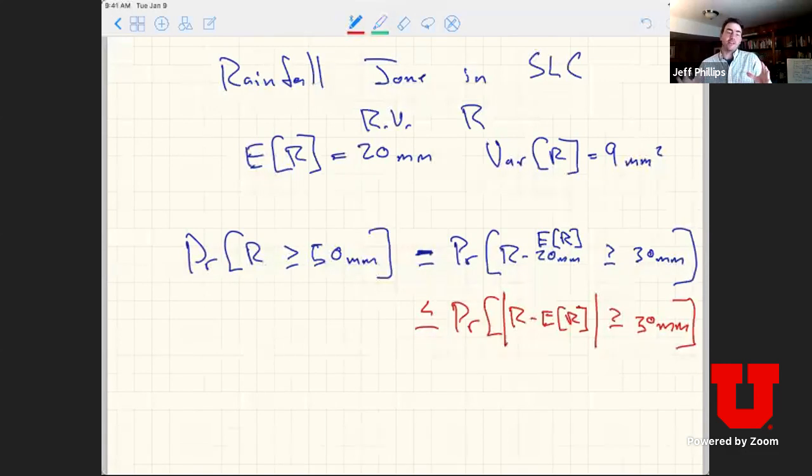The reason I did this is because this is the form of the Chebyshev inequality. This is the left-hand side of the Chebyshev inequality now, which means I can apply the Chebyshev inequality to say this quantity is less than or equal to the variance of R divided by 30 squared.